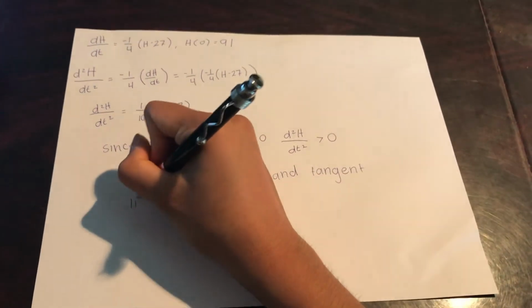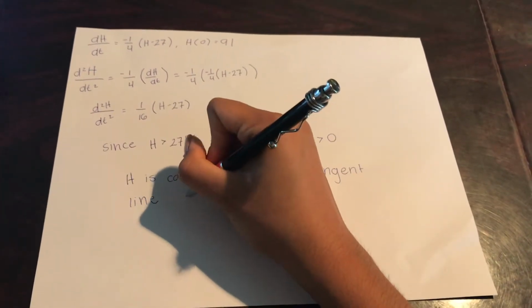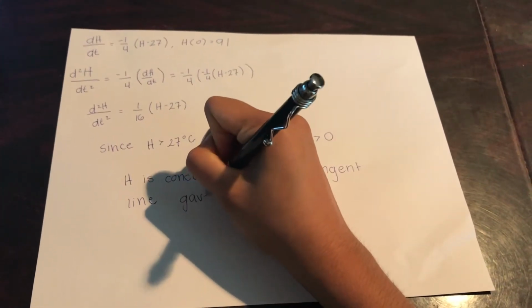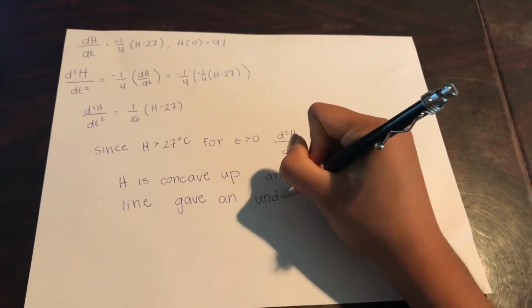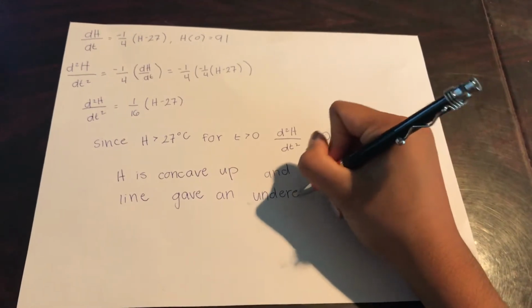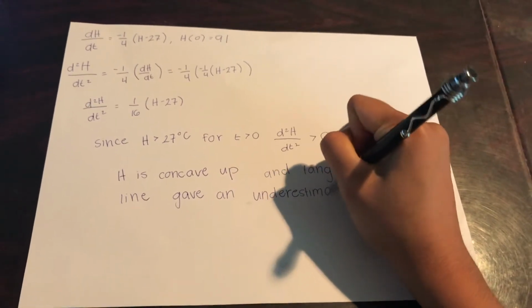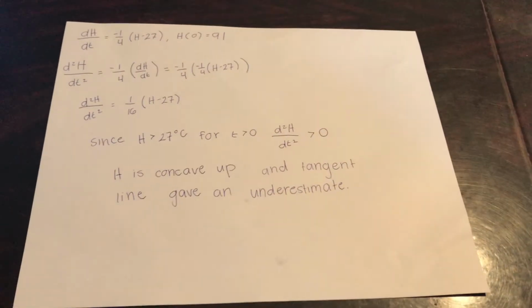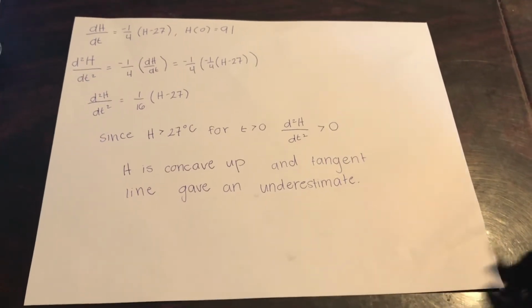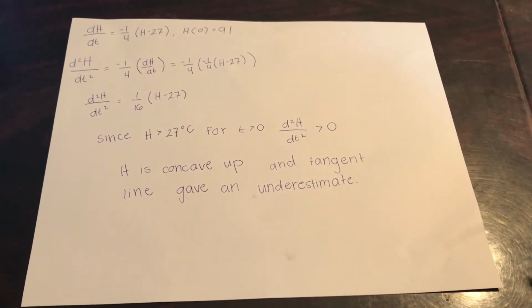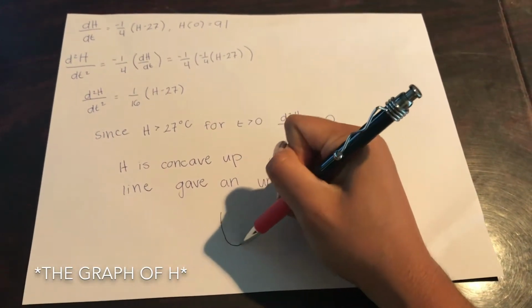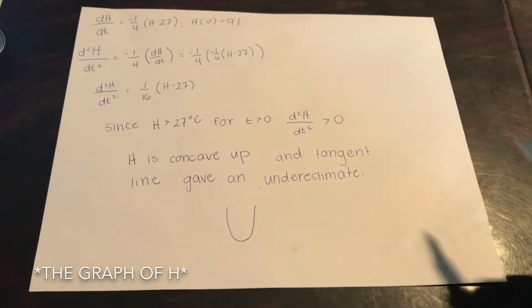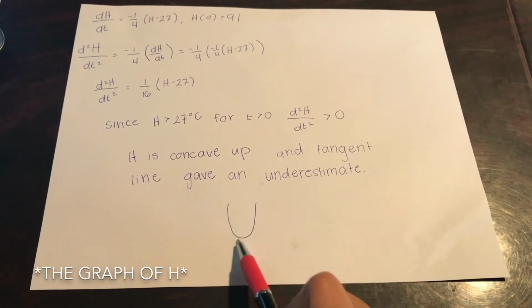And the tangent line gave us an underestimate. So just to explain a little bit of why it's an underestimate, let's say the graph looks something like this. So this is concave up.